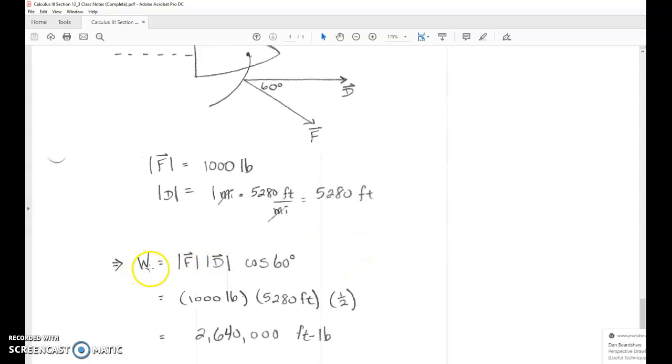So the amount of work done is the dot product of the vector F with the vector D, but since we don't actually have their components, we just have this information. We use the definition of the dot product, which is length of F times the length of D times the cosine of the angle between them, which in this case is 60 degrees. You get 1,000 pounds times 5,280 feet times the cosine of 60 degrees, which is 1/2. And we get 2,640,000 foot-pounds. And that finishes section 12.3.